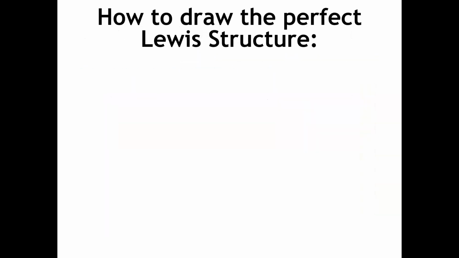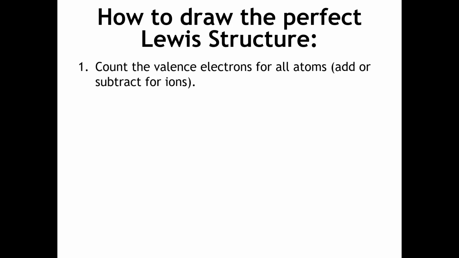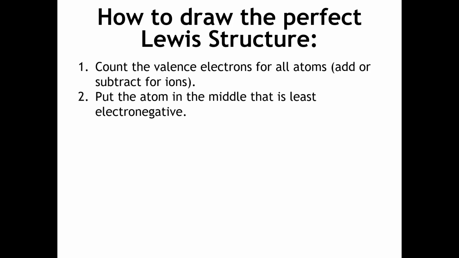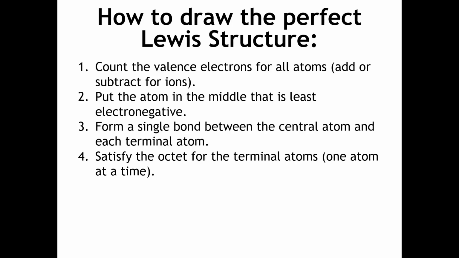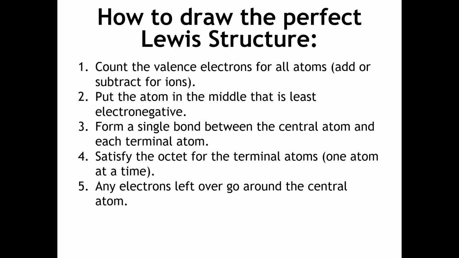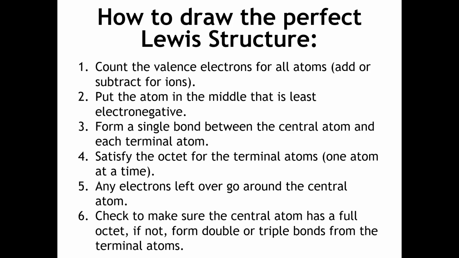So let's talk about how to draw the perfect Lewis structure. The steps are: count the valence electrons for all atoms, and you'll add or subtract electrons for ions. Put the atom in the middle that is least electronegative. Form a single bond between the central atom and the terminal atoms. Satisfy the octet for the terminal atoms, one atom at a time. Any electrons left over go around the central atom, and you want to check to make sure the central atom has a full octet, and if not, that's the only time that you form double or triple bonds.